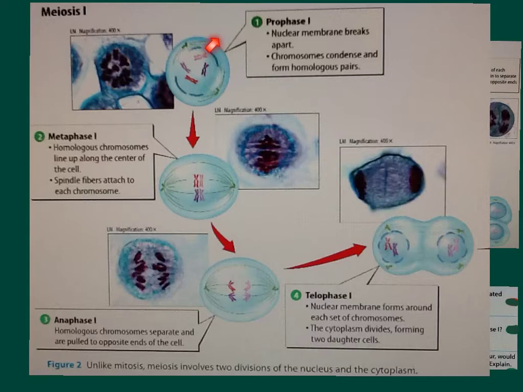Number 2. Metaphase I. Homologous chromosome pairs line up along the middle of the cell. A spindle fiber attaches to each chromosome. Number 3. Anaphase I. Chromosome pairs separate and are pulled toward the opposite ends of the cell. Notice that the sister chromatids stay together. Number 4. Telophase I. A nuclear membrane forms around each group of duplicated chromosomes. The cytoplasm divides through cytokinesis, and 2 daughter cells form. Sister chromatids remain together.